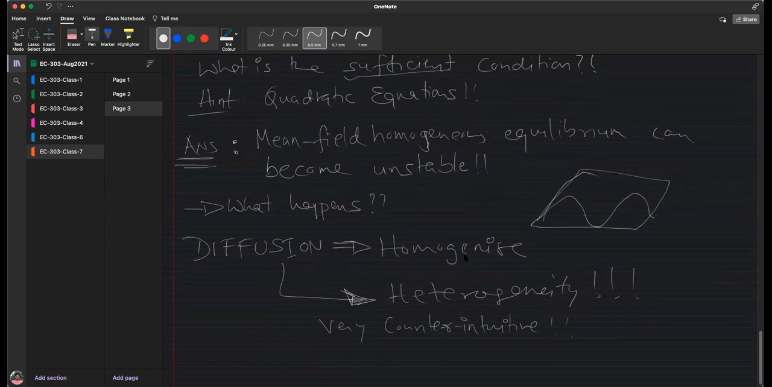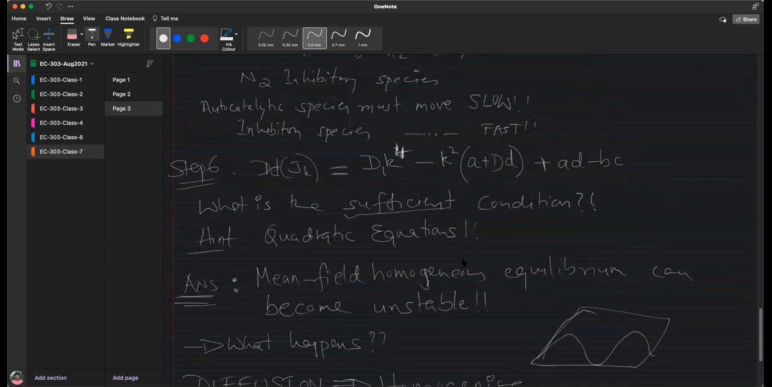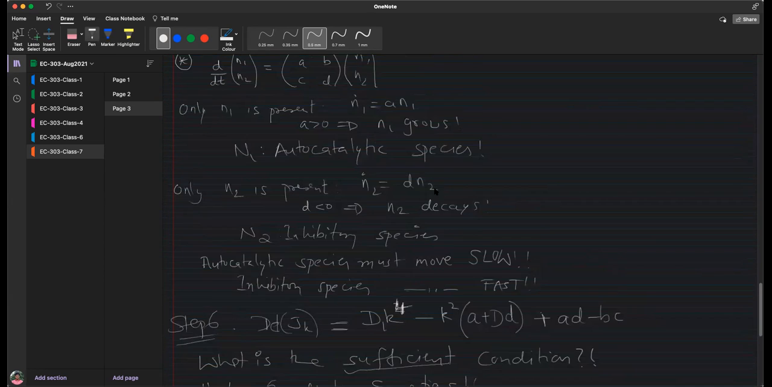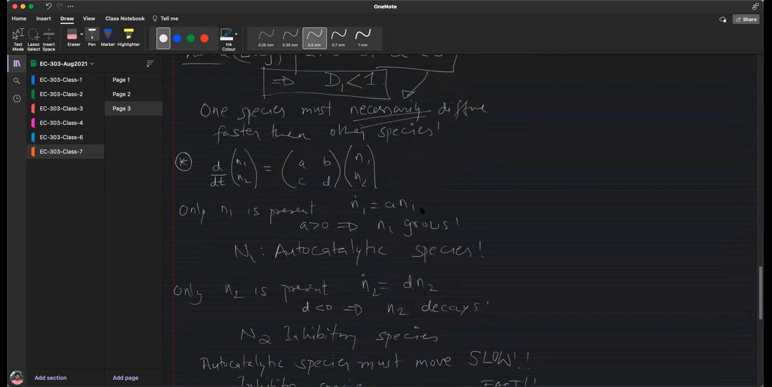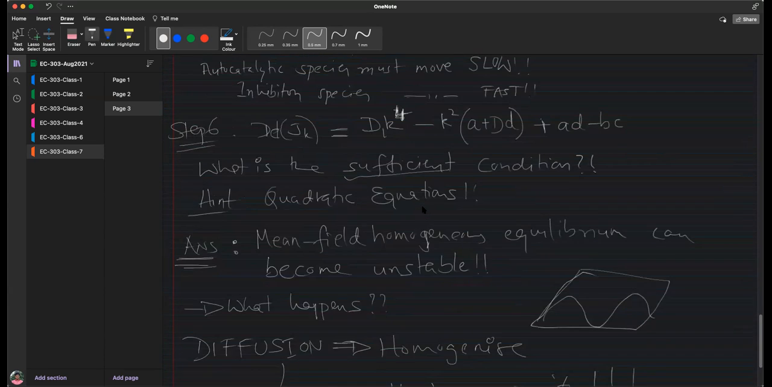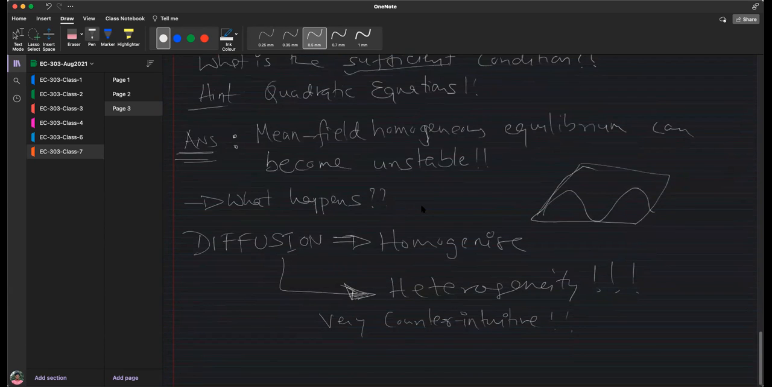Okay. Sir, it's the reaction term that brings in the heterogeneity, right? It's a combination. You know that the reaction alone cannot, because if I said D1 is equal to D2, I cannot, right? Yes. It's not reaction alone, it's not diffusion alone, it's a combination, it's a reaction diffusion equation. It's the combination that makes heterogeneity possible.